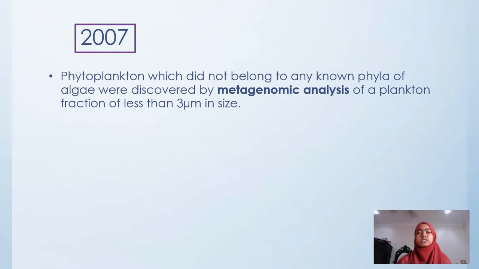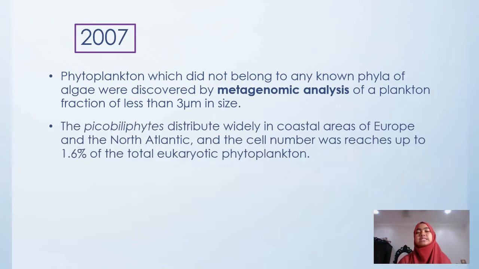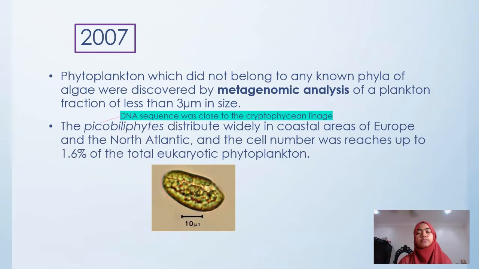In 2007, phytoplankton which did not belong to any phyla of algae were discovered by metagenomic analysis of plankton fractions of less than 3 micrometers in size. The picobiliphytes are widely distributed in the coastal areas of Europe and the North Atlantic, and their number reached up to 1 to 6% of the total eukaryote phytoplankton. Picobiliphyte DNA sequence was close to the cryptophyceae lineage. You can see this is cryptophyceae.